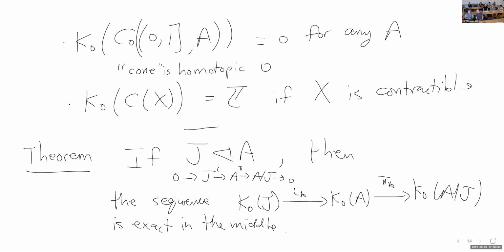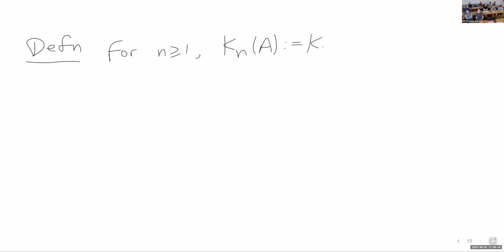I see. That's very interesting. But speaking of this six-term exact sequence, that's what we are driving at. So first of all, I said we want to get a long exact sequence of K theory, so I need to tell you what the higher K groups are. For n bigger than or equal to 1, we define the higher K group K_n(A) to be K0 of the suspension, which is by definition the tensor product of A with continuous functions on R^n vanishing at infinity.